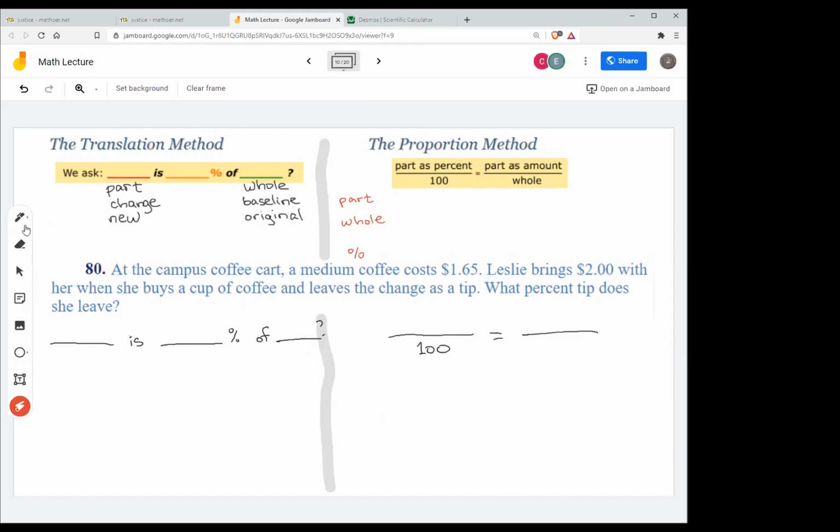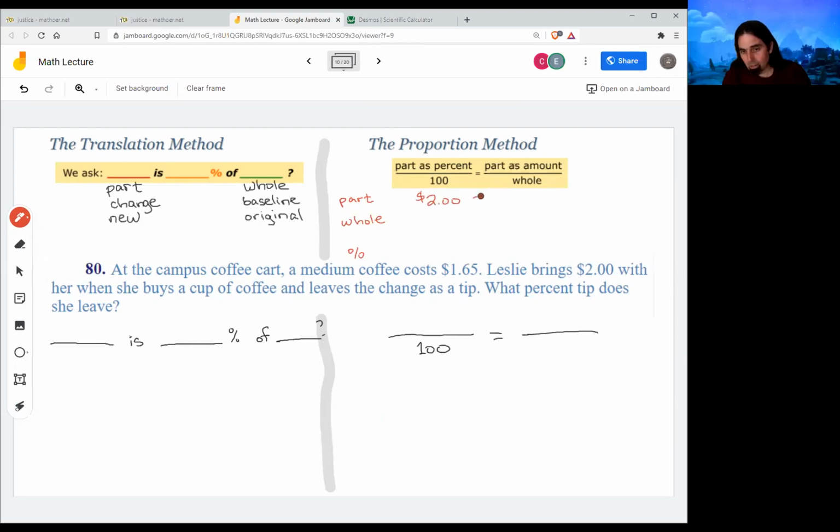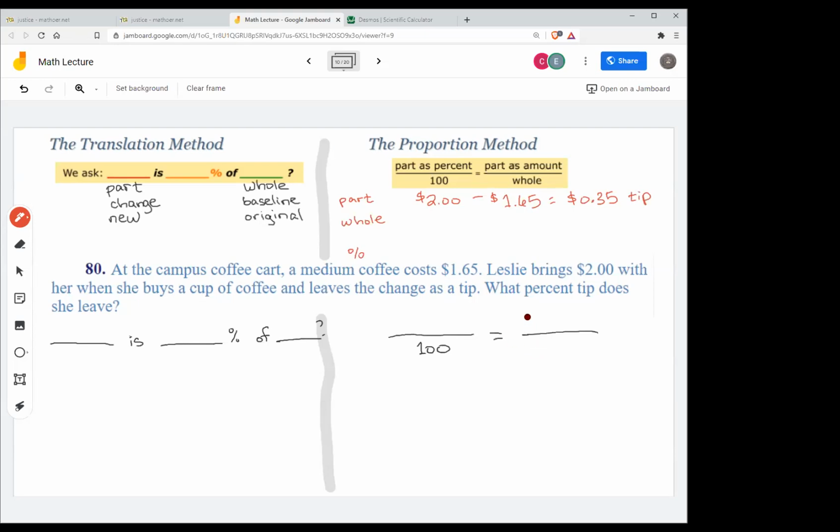I can try. Okay, tell me what to write. So I don't know if I'm right either, but I got 0.35 for the change. Okay, so however much her change was, that is 35 cents. So that's her tip. That's the change. Which is the whole, the 165 or the 2? I did it as 165.